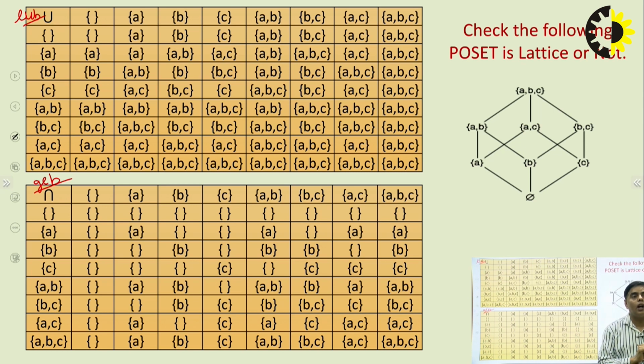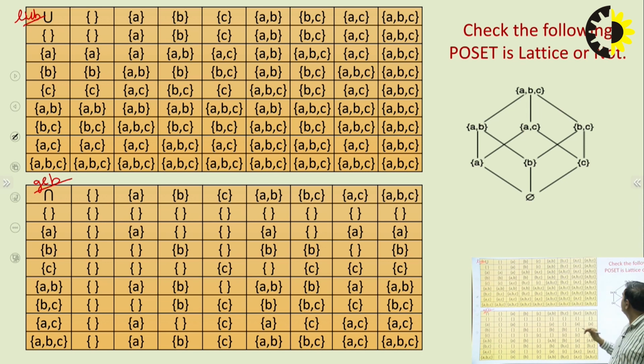So I have already told you in the first slide that on the basic nature of the elements we can find out the LUB and GLB. If the elements are available in the form of sets, then we can find out the LUB and GLB with the help of union and intersection. Again we will write all the elements in the column and row, and we will compare two elements and take the union.